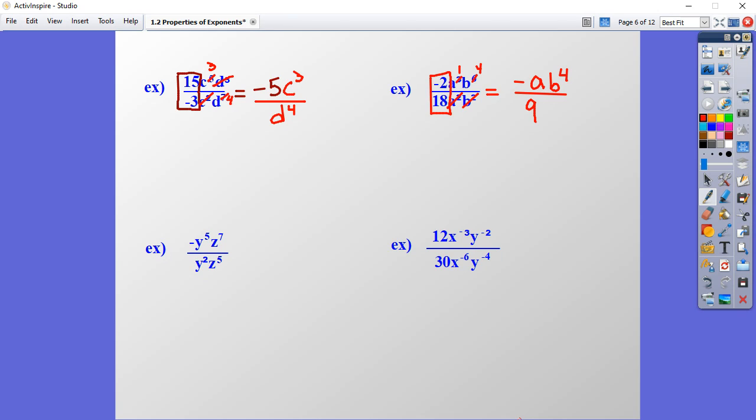Looking at the third example, the negative is just chilling. Nothing much there. y's, where do you have more of them at? Top. How many more? 3. z's, how many do you have more on top? 2, and boom, we're done. So once you get the hang of this, it goes pretty quick.